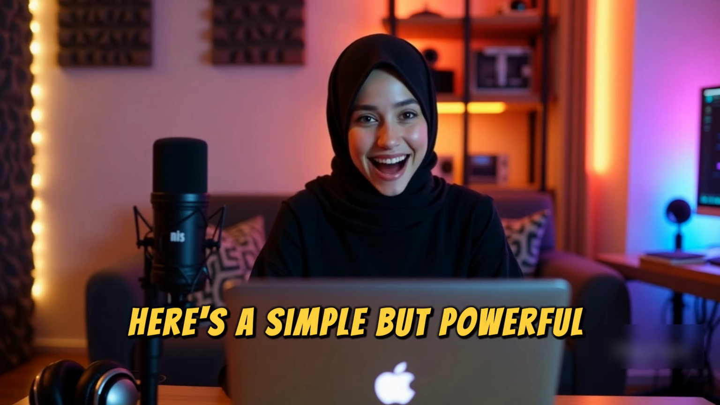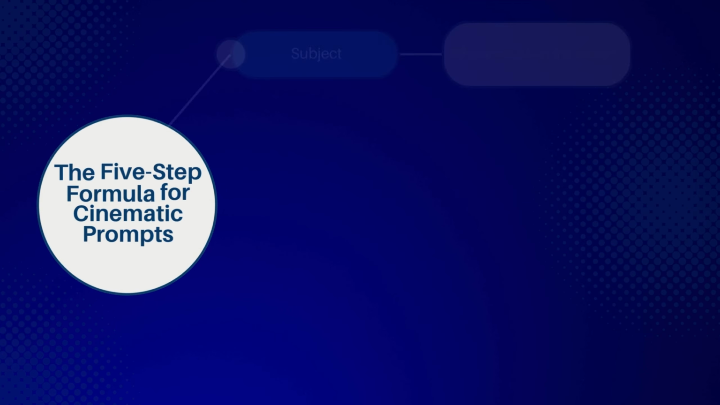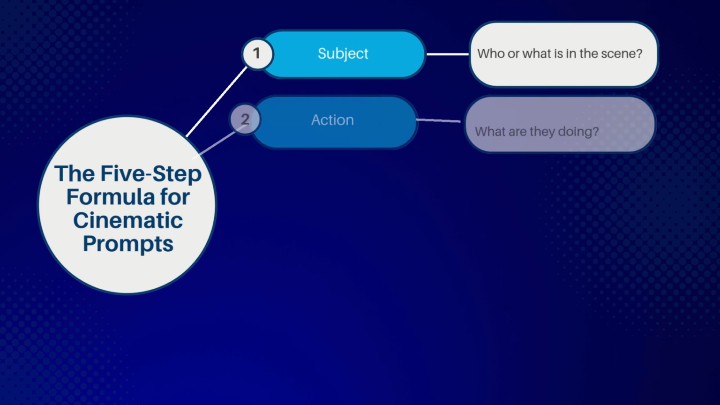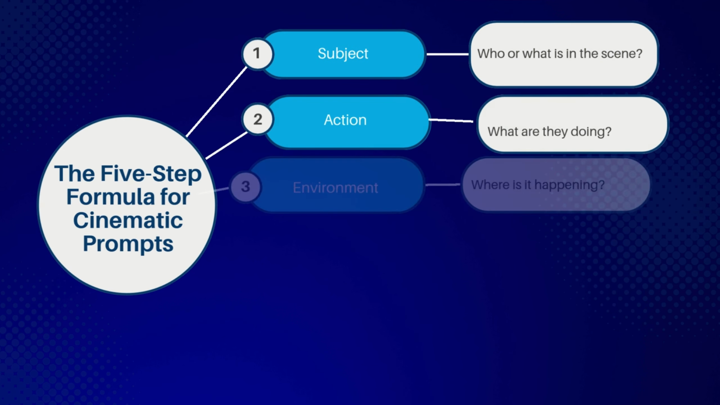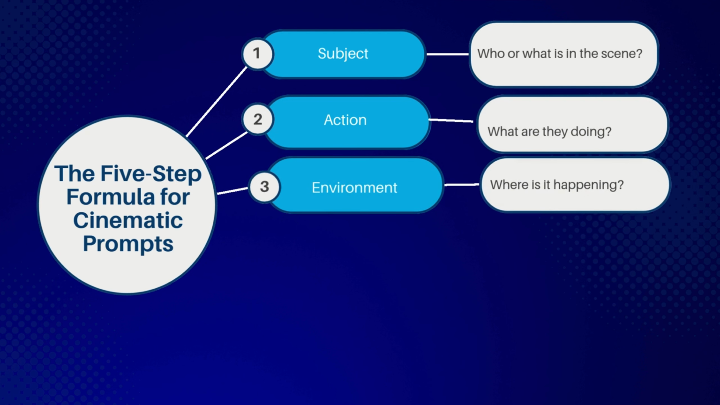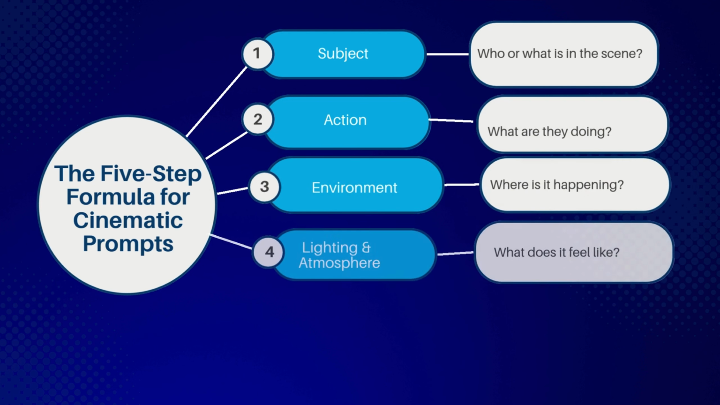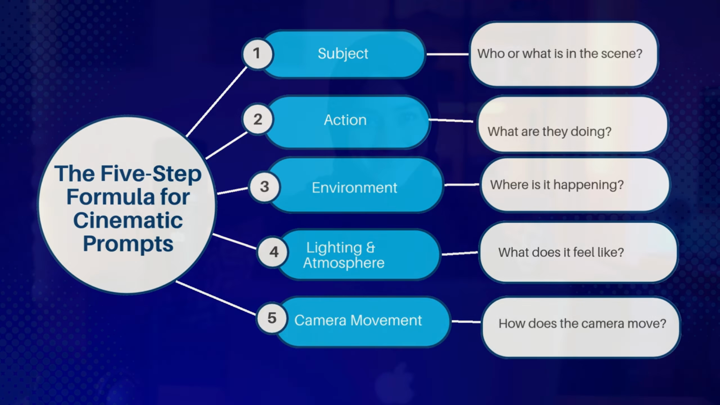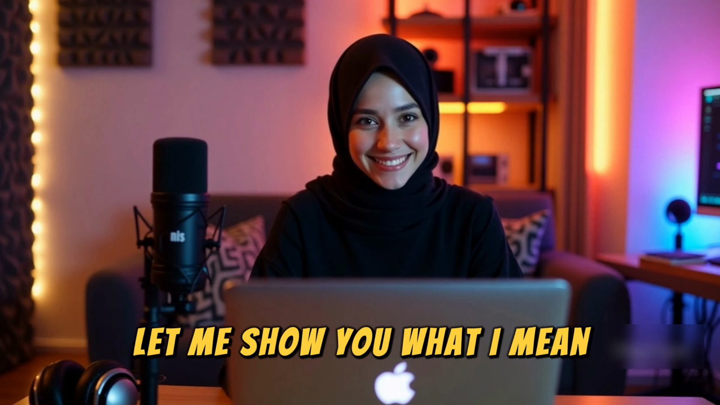Here's a simple but powerful framework I use called the 5-step formula for cinematic prompts. Subject, who or what is in the scene? Action, what are they doing? Environment, where is it happening? Lighting and atmosphere, what does it feel like? Camera movement, how does the camera move? Let me show you what I mean.